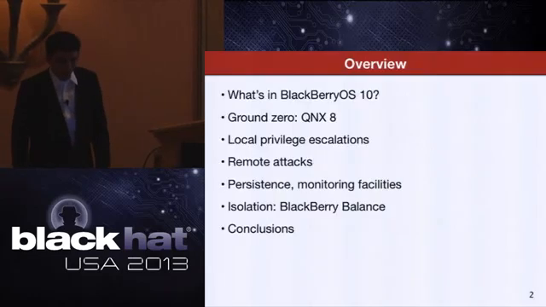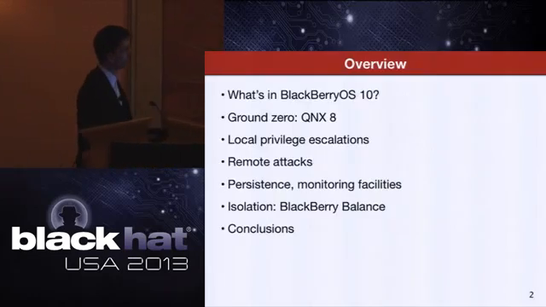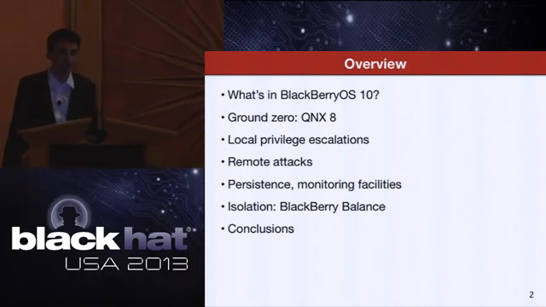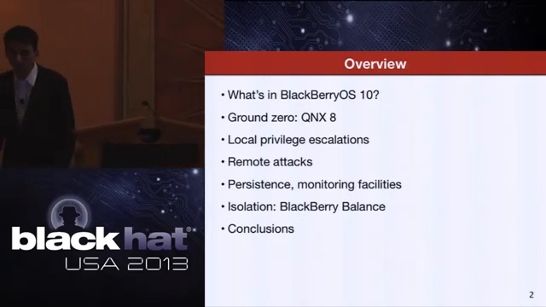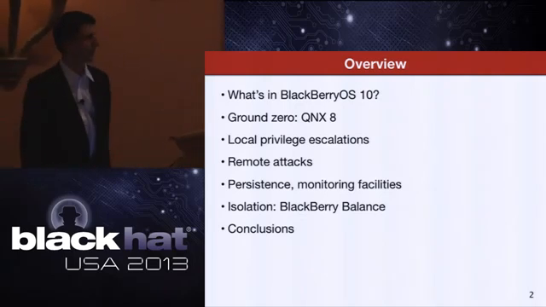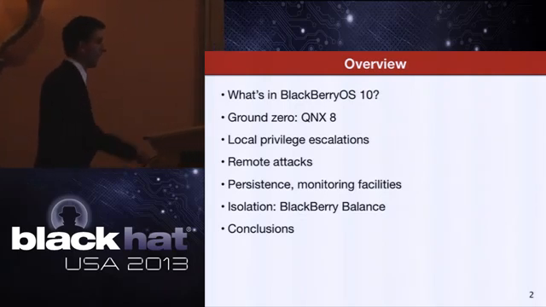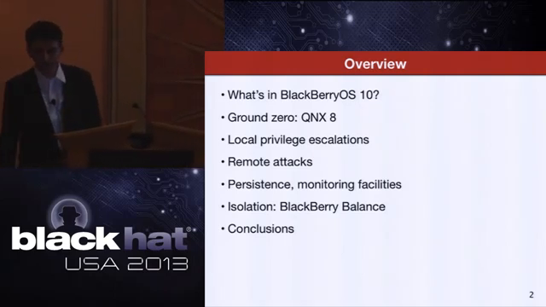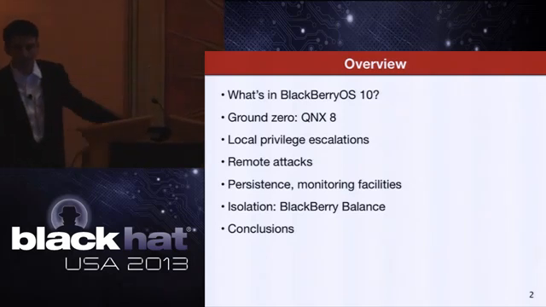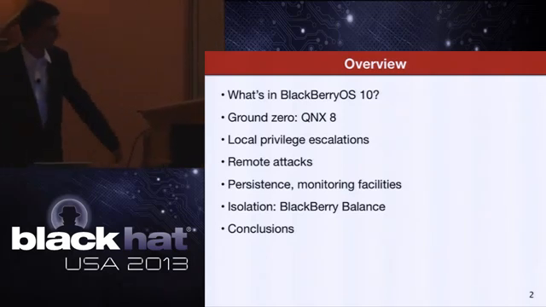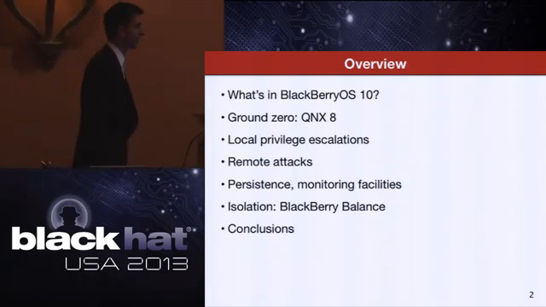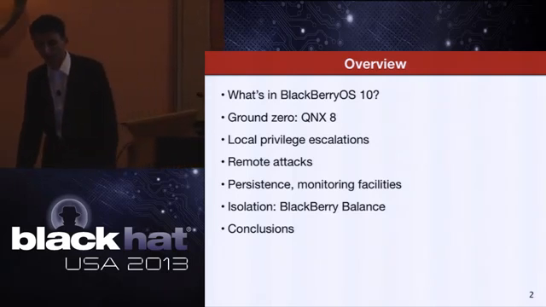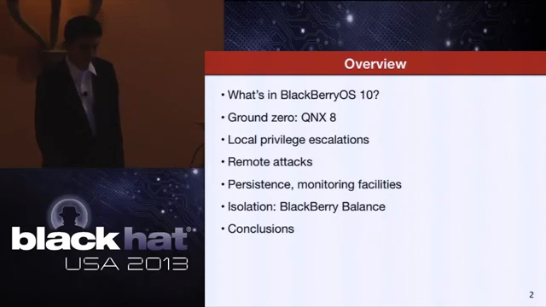So I'll give you a quick overview. I will start with what BlackBerryOS 10 is and what components it is made of. Then we'll look at ground zero, which is QNX 8. We'll look at examples of possible local privilege escalations, the remote attack surface, persistence on the device and monitoring facilities, as well as isolation, which is called BlackBerry Balance in this scenario, and I'll present some quick conclusions.